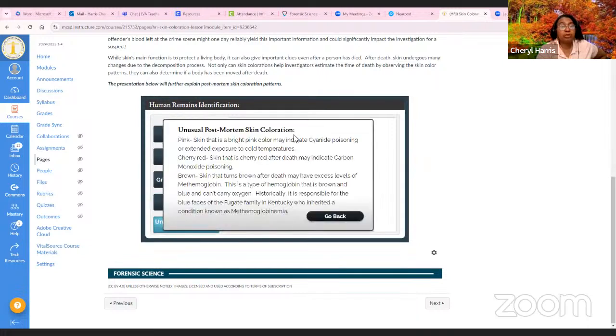All right, post-mortem skin discoloration. So again, the different colorings that are not supposed to be normal might be showing up due to carbon monoxide poisoning, different cold temperatures.